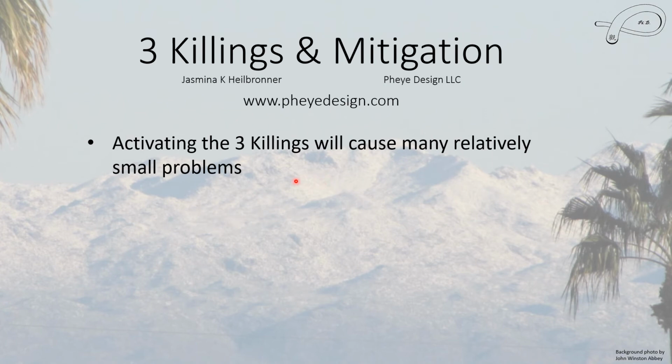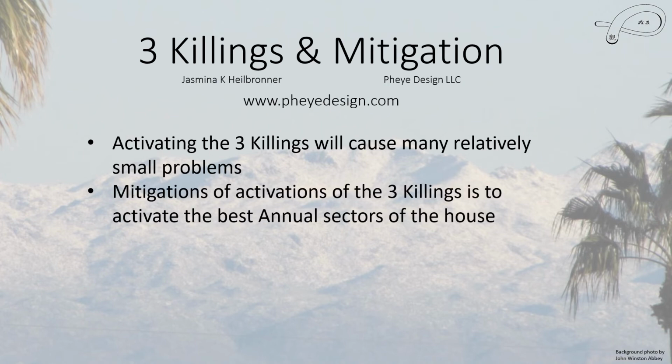When it comes to the 3 killings, when you activate that, you'll have a lot of small problems. It will be tiring. You'll have one problem and then another and another and another, and it just keeps going. So this is best not to do. But if you're going to activate one, this is the least worrisome. The way you mitigate activation of the 3 killings is by activating the best annual sectors of your house. And again, you want to make sure they're not also in a Grand Duke location, but usually they're not.